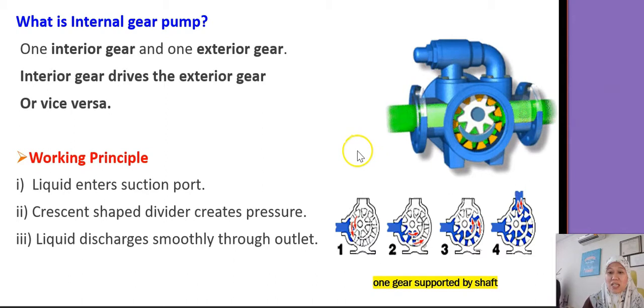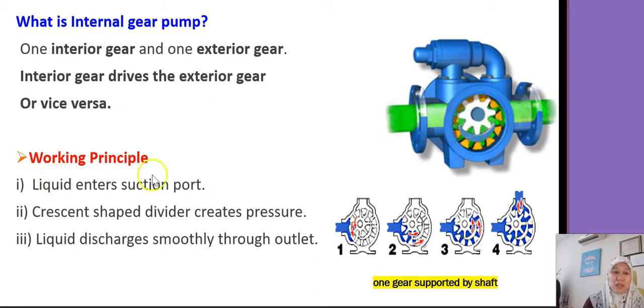External rotation is against each other, but for the internal pump, maksud dia ada lagi gear duduk dalam gear nama dia. Okay, so dia akan ikut rotation yang sama. Okay, shaft boleh pegang the interior or the exterior gear, depends. Okay, tapi salah satu saja. Yang satu ni akan follow.